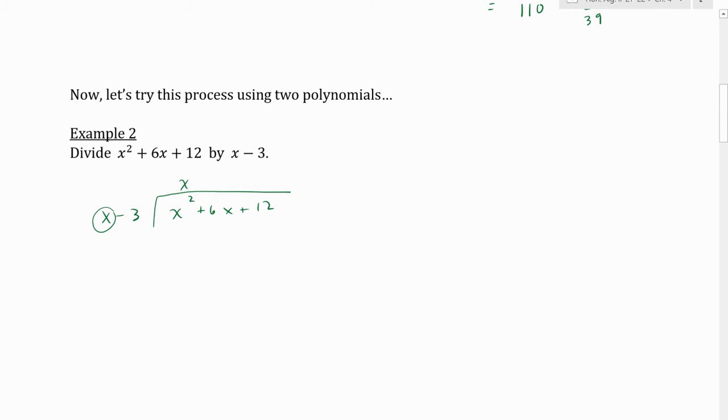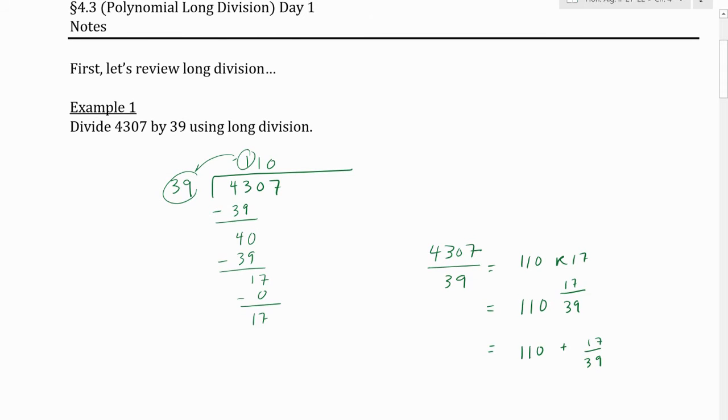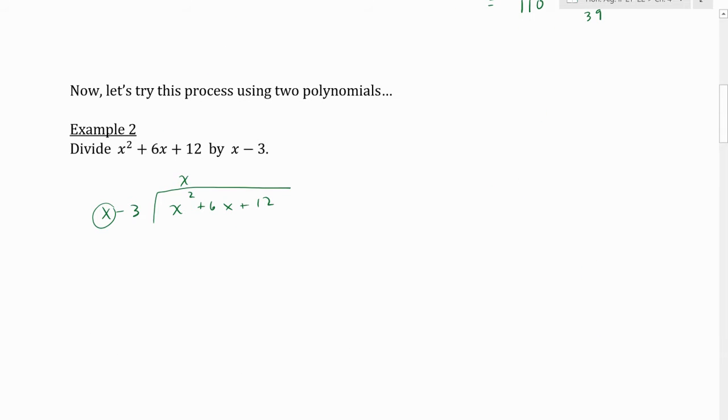An x. And then just like we did up here, we take that and you multiply and you write it here. So x times this entire x minus 3 gets me x squared minus 3x. But just like in long division, we're going to subtract that. So x squared minus x squared is gone. 6x minus a negative 3x is the same thing as 6x plus 3x. And then just like in long division, we bring the next one down.